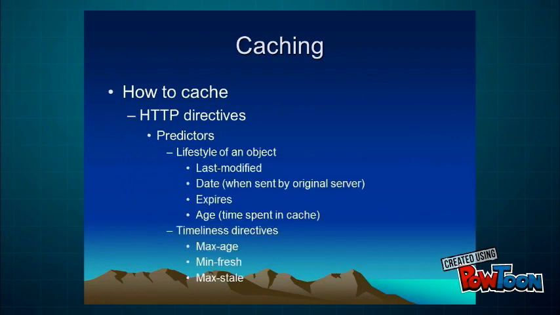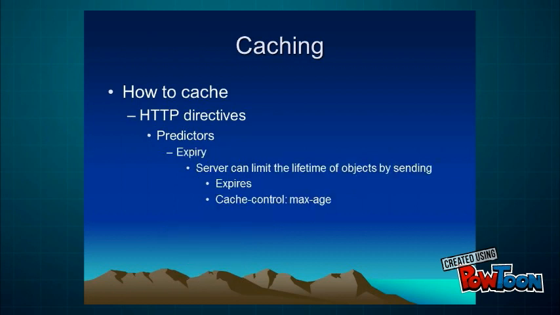Predictors are time information of an object, such as last modified time, expires time, the time when sent by the original server, and the age, that is, how long it spends in cache. There are also some timeliness directives like maxAge, minFresh, and maxStale. The function of predictor is to expire an object.